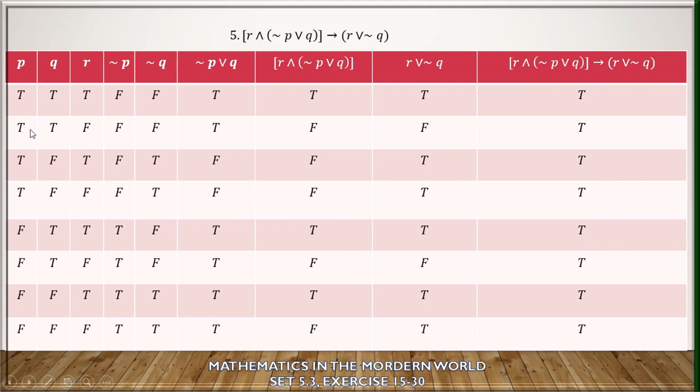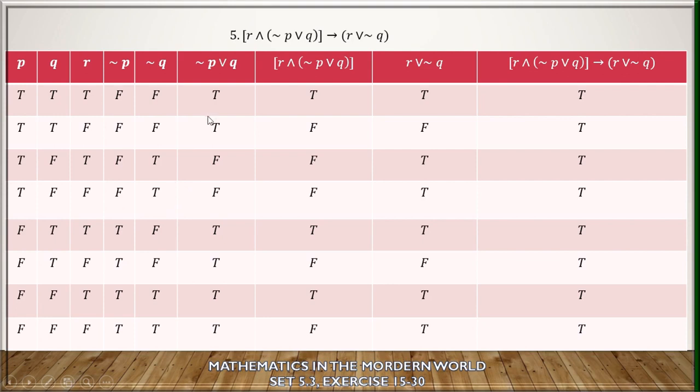For P, we have true, true, true, true, false, false, false, false. For Q, we have true, true, false, false, true, true, false, false. For R, we have true, false, true, false, true, false, true, false. And for not P, it will be false, false, false, false, true, true, true, true. For not Q, we have false, false, true, true, false, false, true, true.